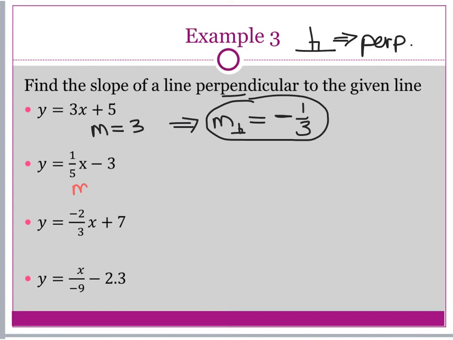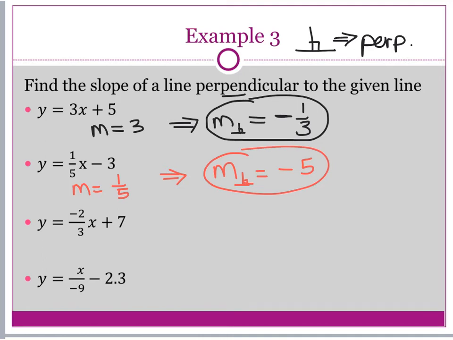Likewise, for this next part, I have a slope of 1/5. So this tells me that my perpendicular slope is going to be equal to the opposite, which in this case would be a negative. And then the reciprocal of 1/5 is just going to be 5/1 or 5.